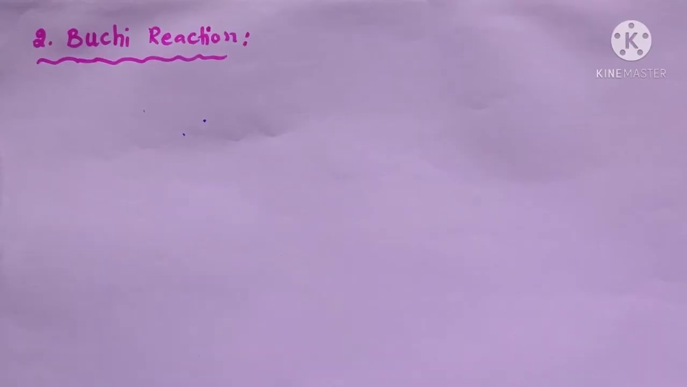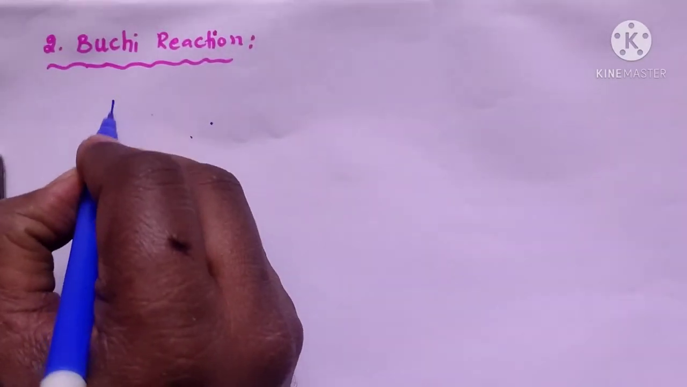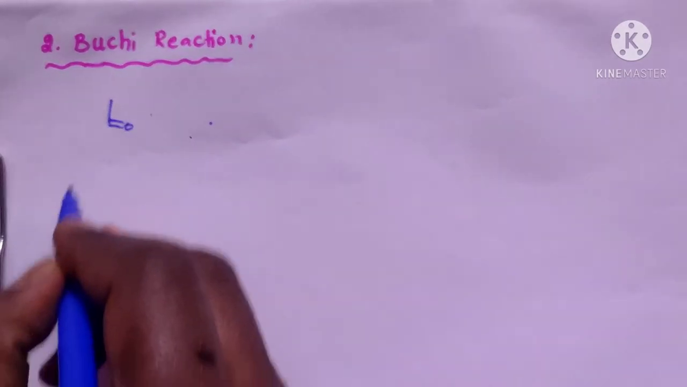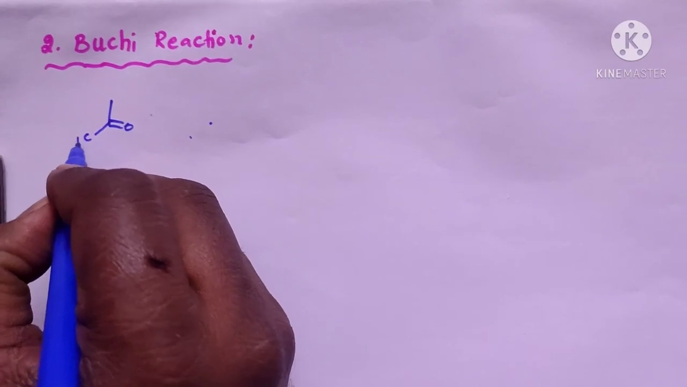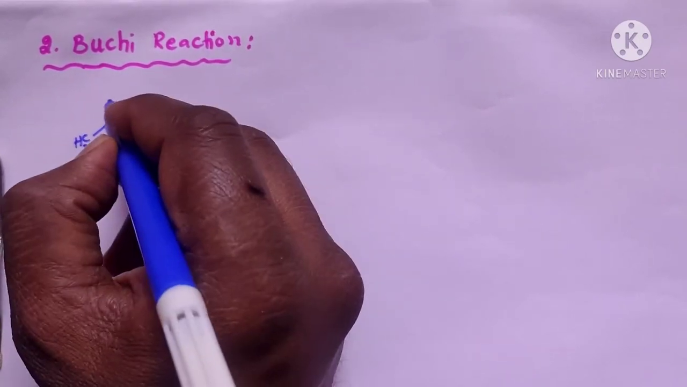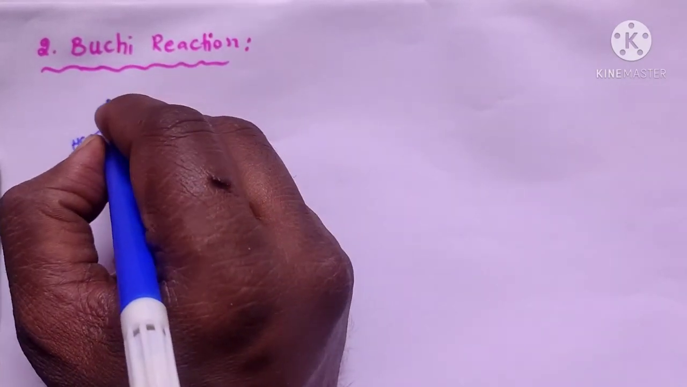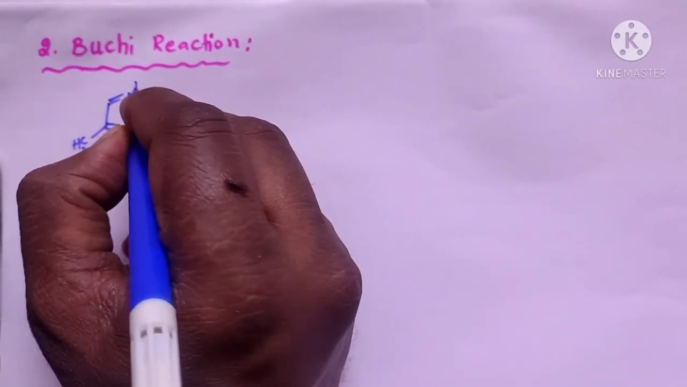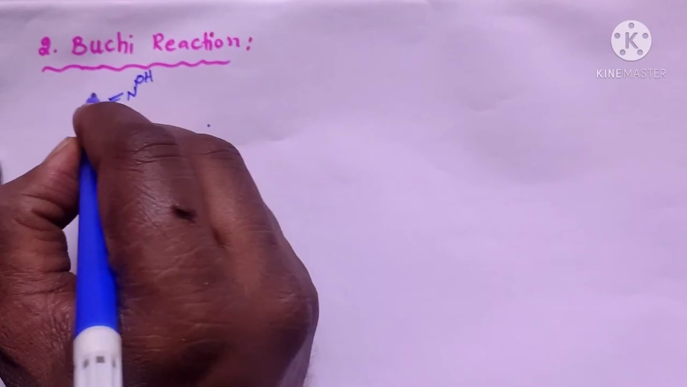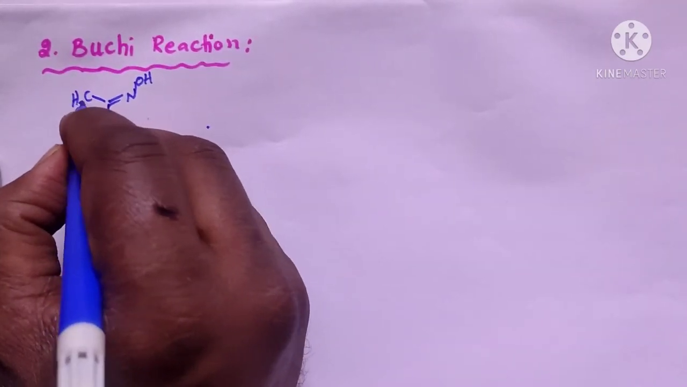For the second preparation method, that is the Bucci reaction. In Bucci reaction, we use the alpha hydroxyl imino ketone. So look here, this is the ketone group. Here we put the CH3, and on the alpha position we have to take the imine group. Here that is the hydroxyl imino group. Imine means C double bond N group.